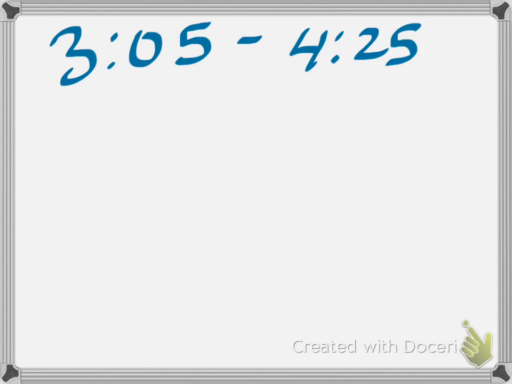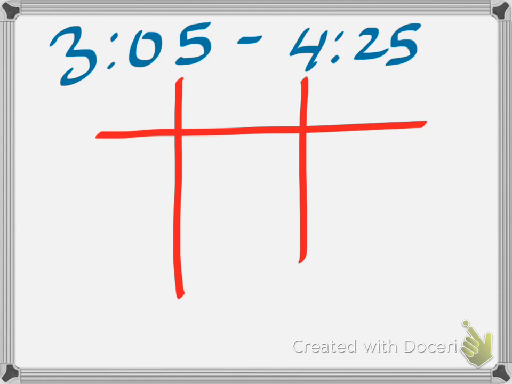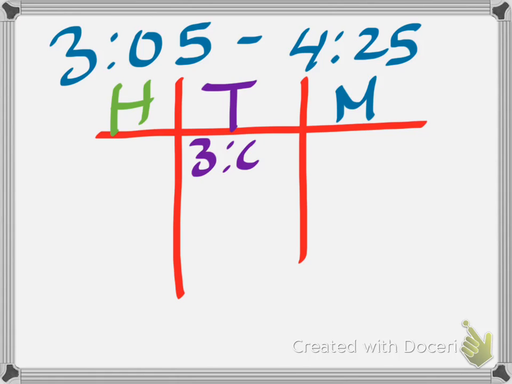We're going to go ahead and find the elapsed time from 3:05 to 4:25. And the first thing you should draw is this graphic organizer. And in the middle, you are going to write a T for time. On the left-hand side, you're going to write an H for hour. And on the right-hand side, you're going to write an M for minute. The next thing to do is to put the start time underneath the T. So our start time is 3:05.